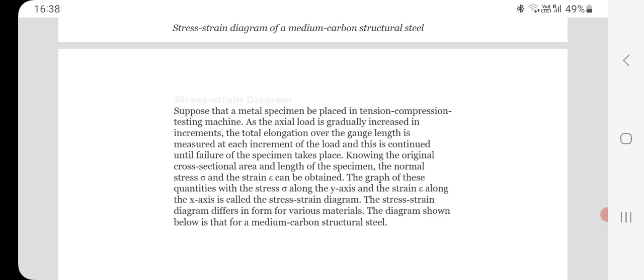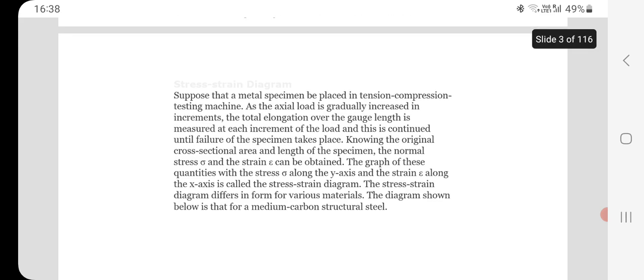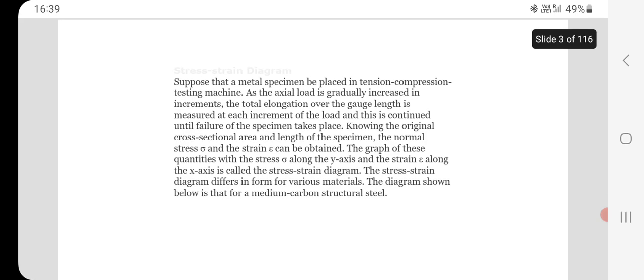Knowing the original cross-sectional area and length of the specimen, the normal stress sigma and the strain epsilon can be obtained. The graph of these quantities with the stress sigma along the y-axis and strain epsilon along the x-axis is called the stress-strain diagram. The stress-strain diagram differs in form for various materials. The diagram shown below is that for a medium carbon structural steel.